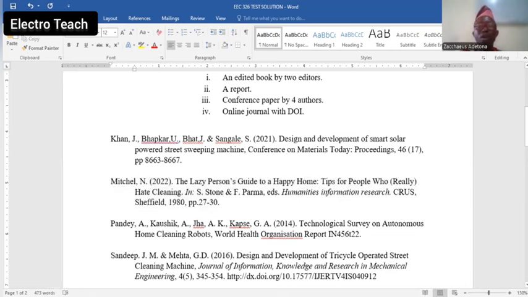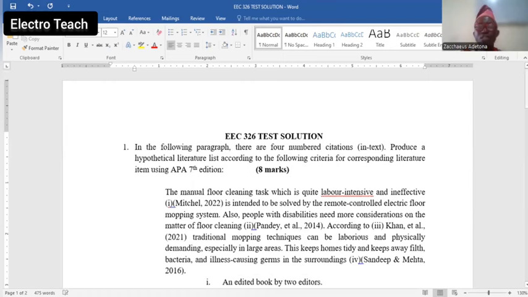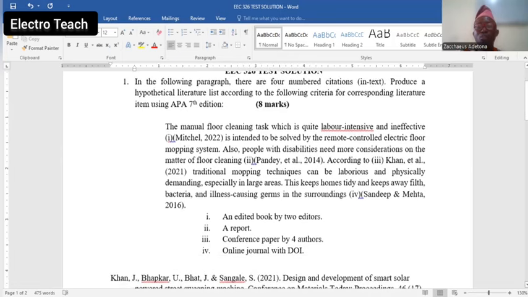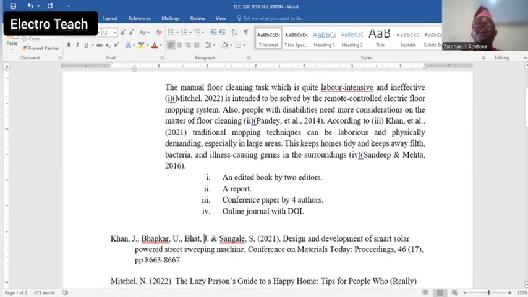For that report, we are not told the number of authors. So candidates are allowed to write any number of authors they prefer, formatting that according to a report in APA 7th edition. So let's see the name, Pandey et al. That's the name of the author. Et al. here indicates that the authors are more than 1. So the authors are more than 2, so it can be 3 or 4. You are permitted to add 3 or 4 or even more.